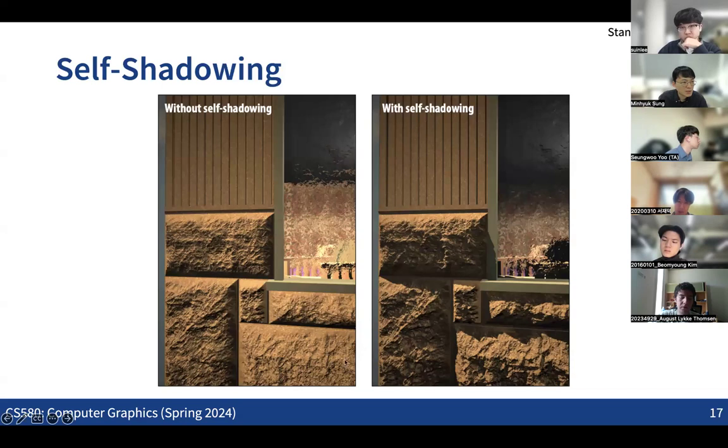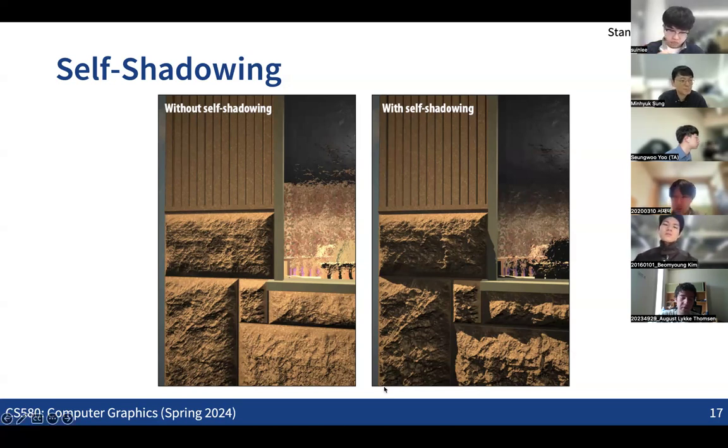And this is the effect of self-shadowing. When you also incorporate the shadowing from the incoming light direction, then we can see this kind of difference, where we have some shadows in some bumpy areas like this. Makes sense?